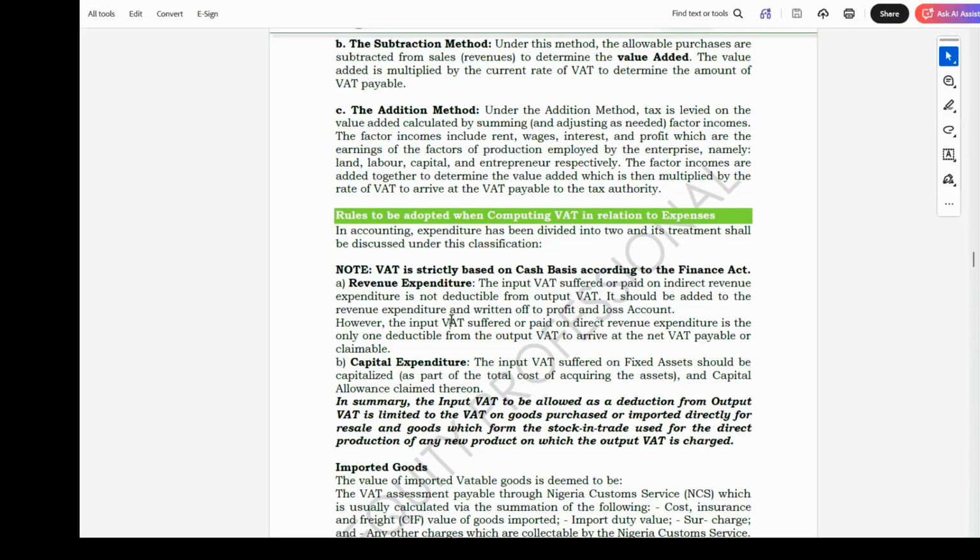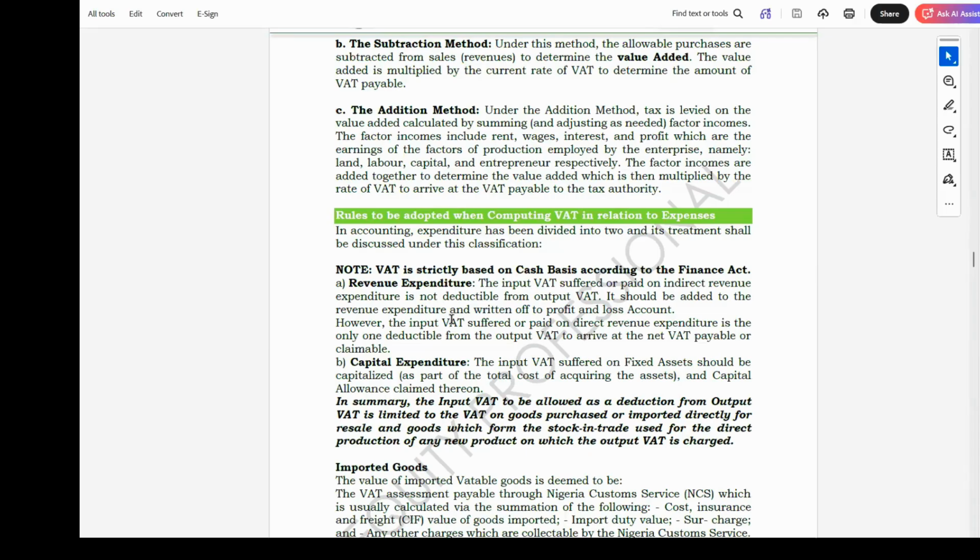This expenditure, buying drinks that they want to sell, and buying food items that they want to convert to food that they are going to sell, these are direct revenue expenditure. Without the drinks, the business will not make any sales. So that means that drink is their normal source of business. Or the food they want to sell to the customer is their normal source of business.